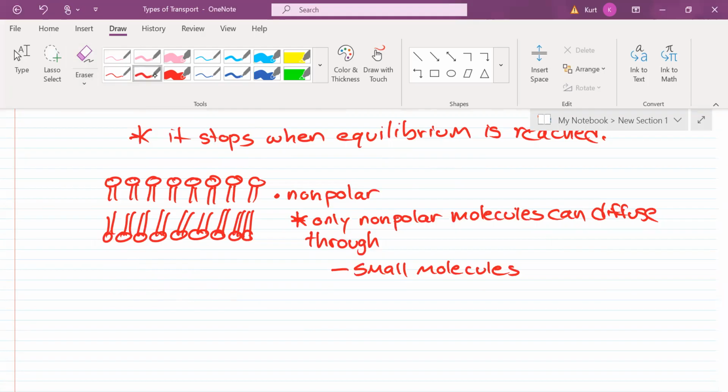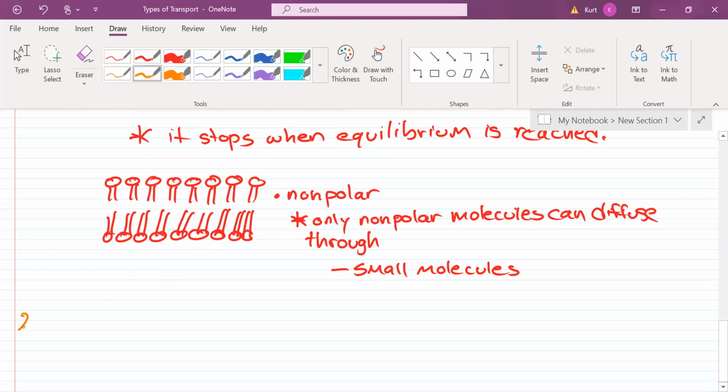So what kinds of things can pass through? Only nonpolar substances, and generally substances that are very small, okay? And I'll illustrate this all out for you in a little bit. But only nonpolar substances and small substances.